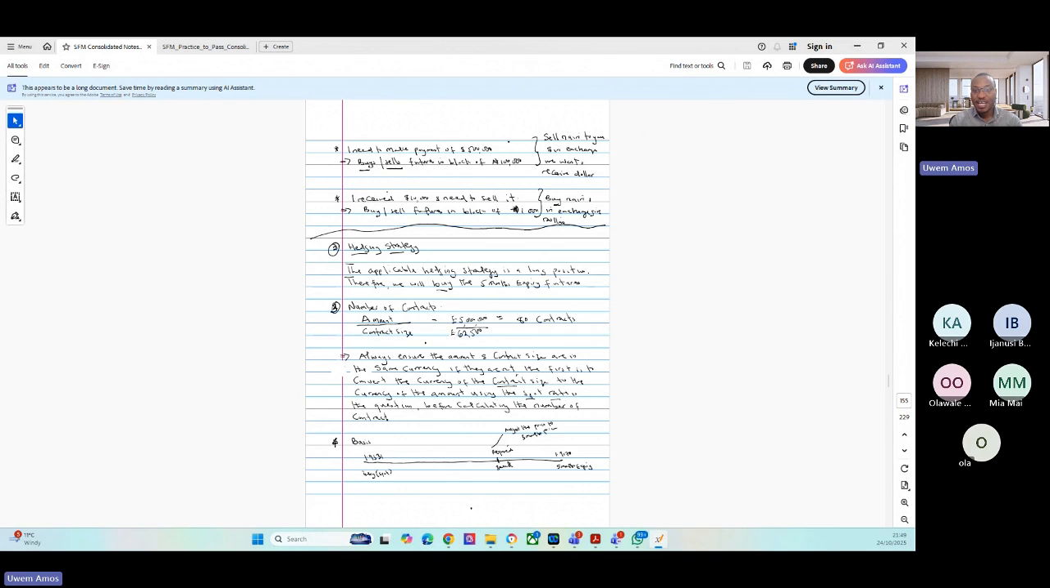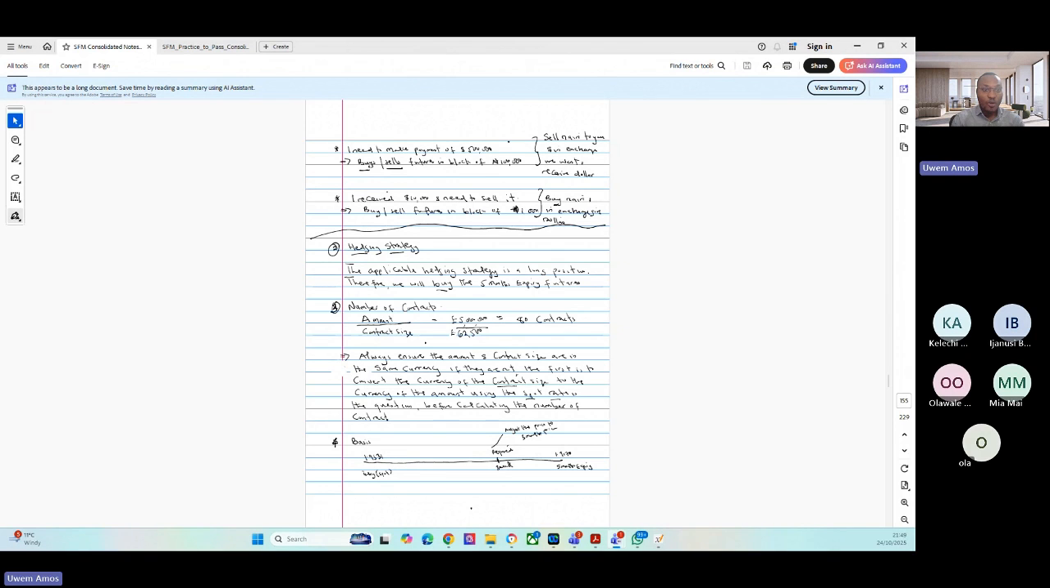Okay, so the next step would be the number of contracts, which would be the amount required divided by the contract size. So that's our step 3.